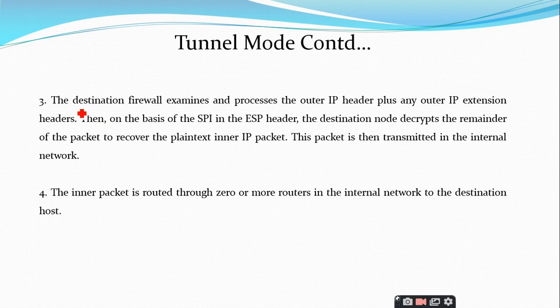And the third step is that the destination firewall examines and processes the outer IP packet plus any outer IP extension headers. Then on the basis of the SPI and ESP header, the destination node decrypts. This is important. It decrypts the remainder of the packet to recover the plain text inner IP packet. This packet is then transmitted into the internal network. So, the inner packet is routed through zero or more routers in the internal network to the destination host. This is what happens in the tunnel mode.